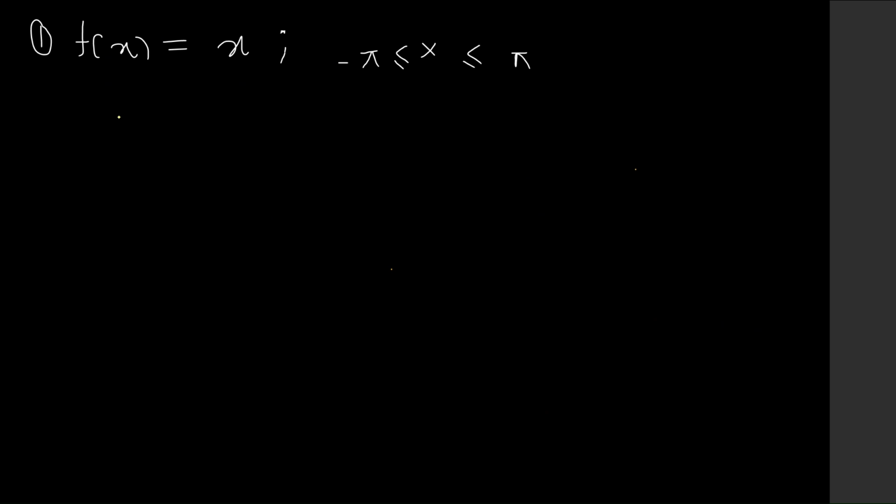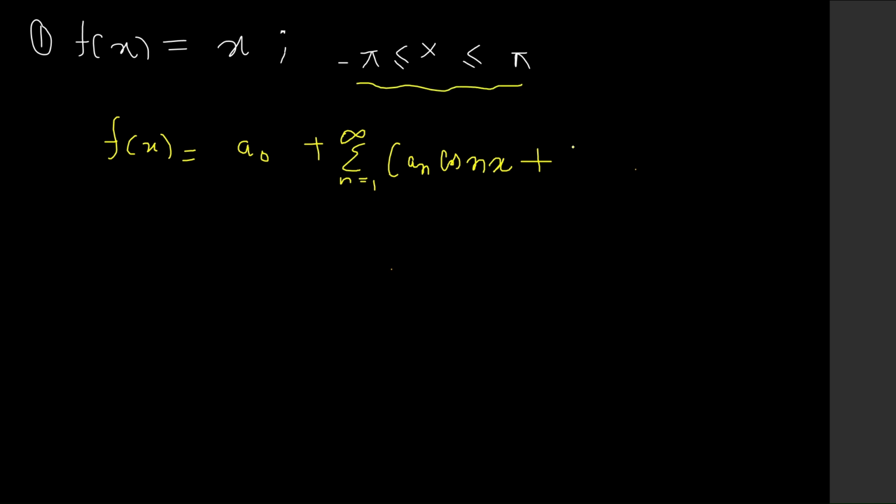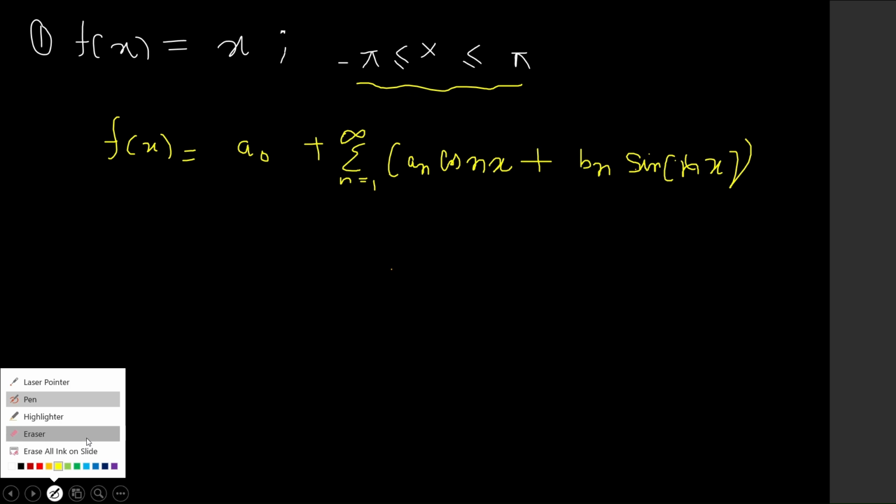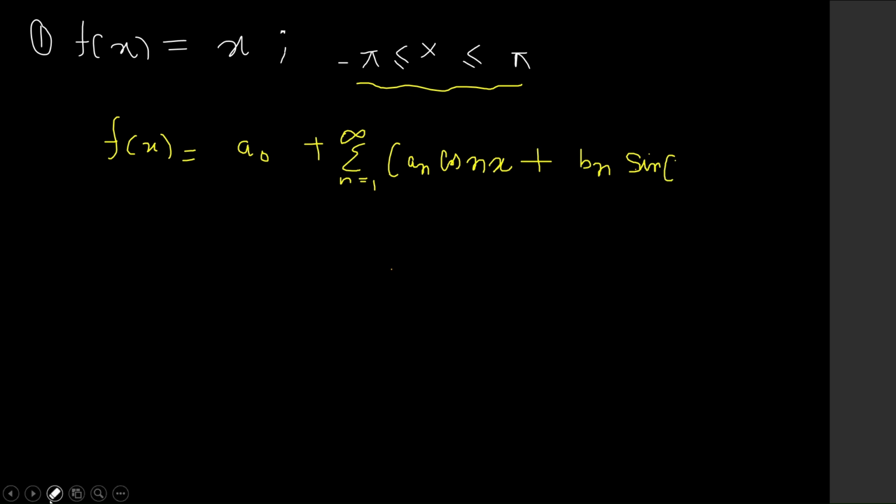Now we know that, let's write the formula first. f of x equals a naught plus summation n equals 1 to infinity an cos nx. Why am I using cos nx? Because the limit is from minus pi to pi. And bn sin nx. Let me read this all and write it clearly.